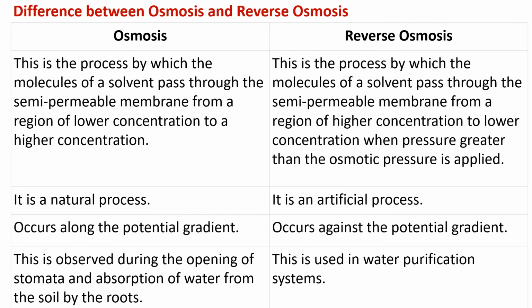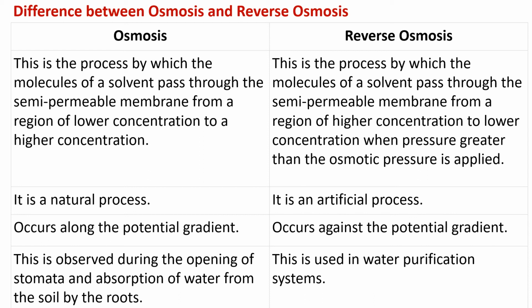In the case of reverse osmosis, it is the process by which the molecules of a solvent pass through the semi-permeable membrane from a region of higher concentration to lower concentration when pressure greater than the osmotic pressure is applied. Osmosis is a natural process, whereas reverse osmosis is an artificial process. Osmosis occurs along the potential gradient, whereas reverse osmosis occurs against the potential gradient.